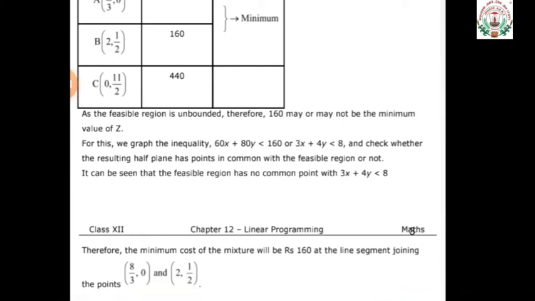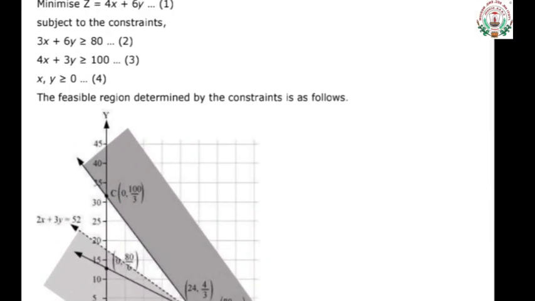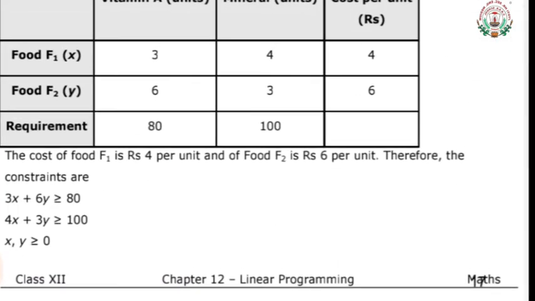So the line joining the points (2, 8/3) and (1/2, ...) will have the minimum cost of the mixture, which will be rupees 160. Now let's move to our next question. Again, it is the same type of question, unbounded.